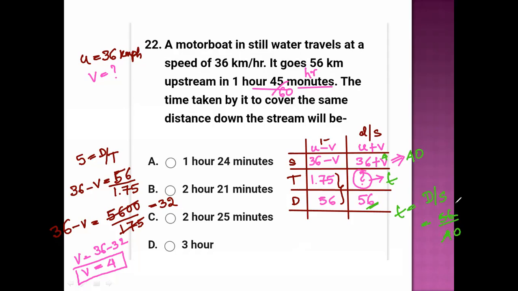So 56 divided by 40 is equal to 14 by 10, which is nothing but 1.4 hours. But you can see here it is in minutes. Don't worry. You take 1 hour, and you multiply 0.4 by 60 because 1 hour means 60 minutes. So 60 into 0.4 is 24 minutes. Therefore the answer is 1 hour 24 minutes for this question.